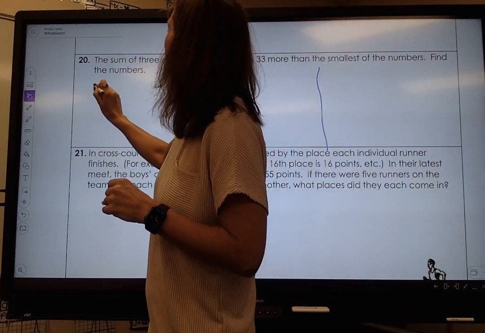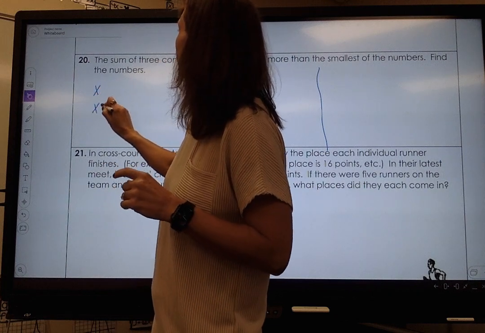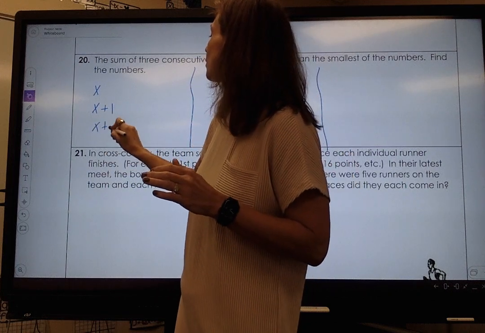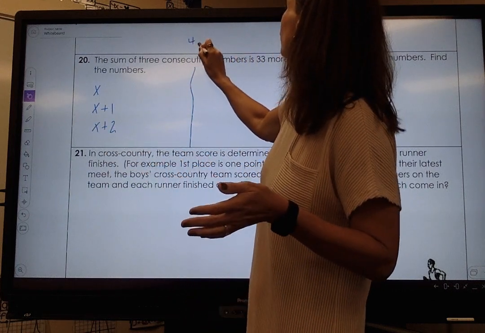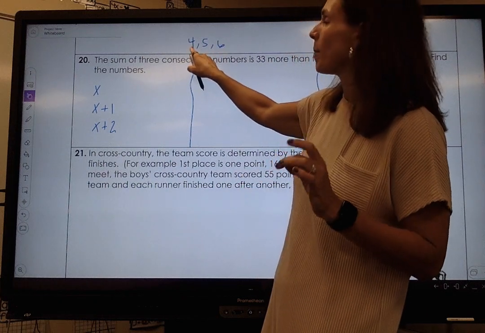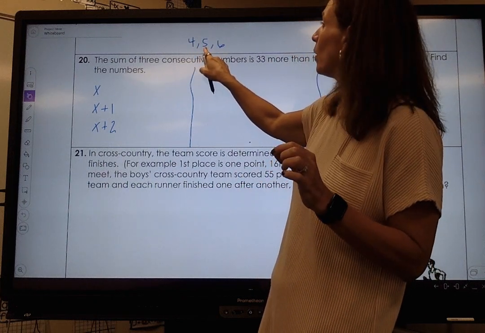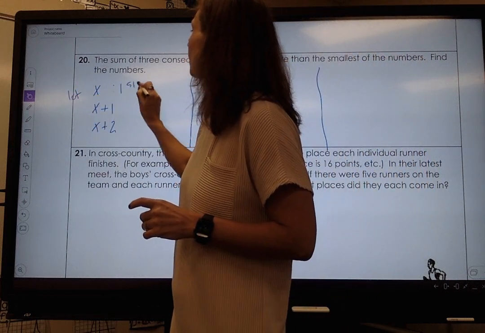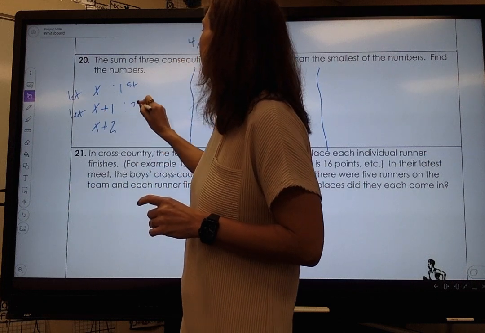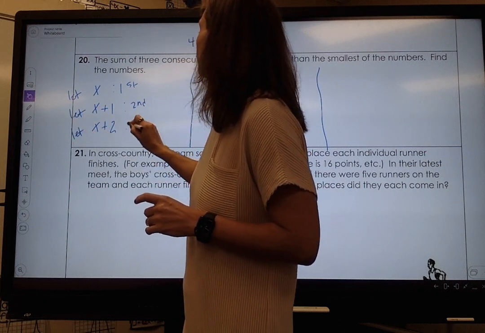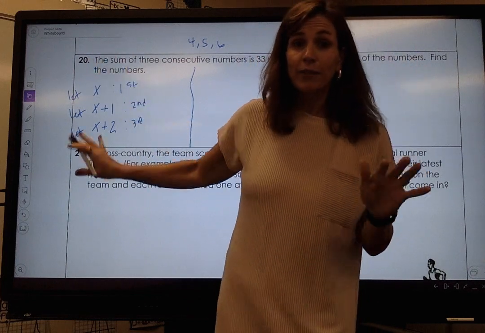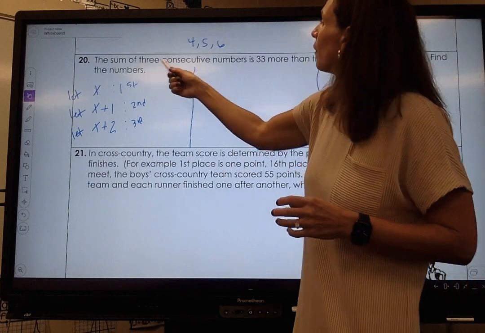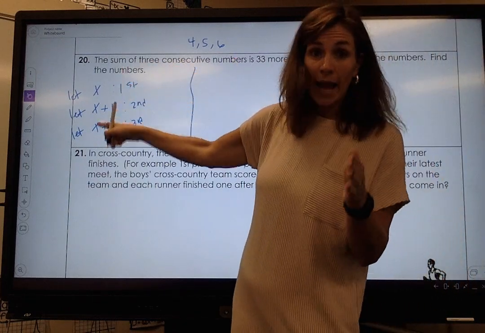So if it's 3 consecutive numbers, x is the first one, x plus 1 is the second one, and then x plus 2 is the third one. Because if you had 4, 5, and 6 as consecutive numbers, remember my pattern, my original plus 1, and original plus 2. Now, I've identified them. It doesn't change. It stays.